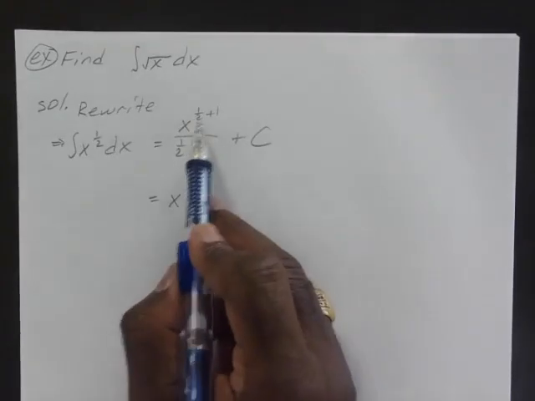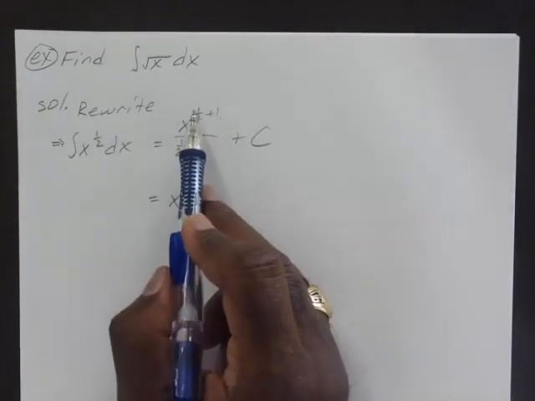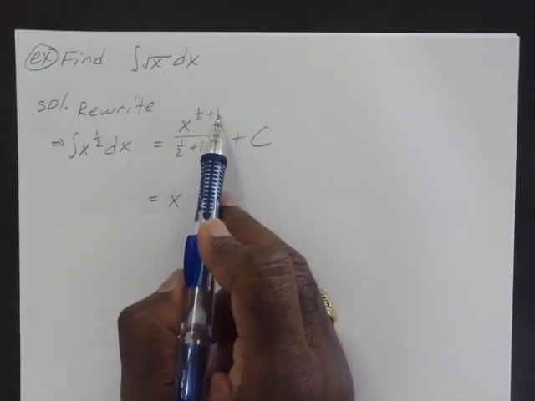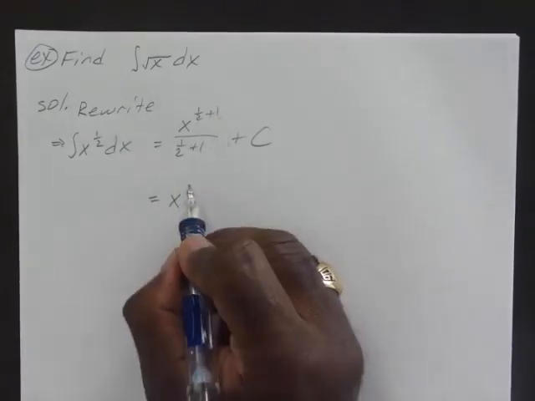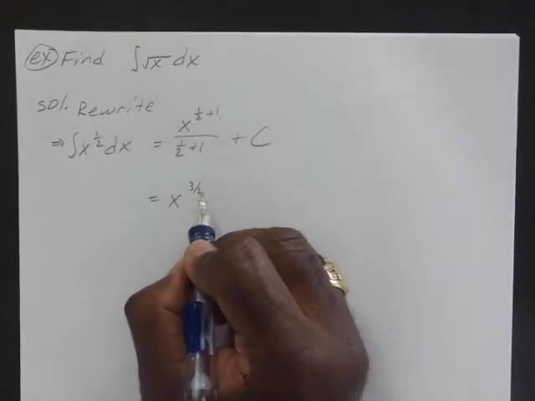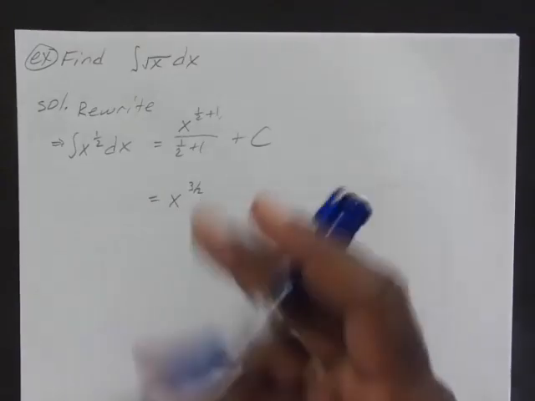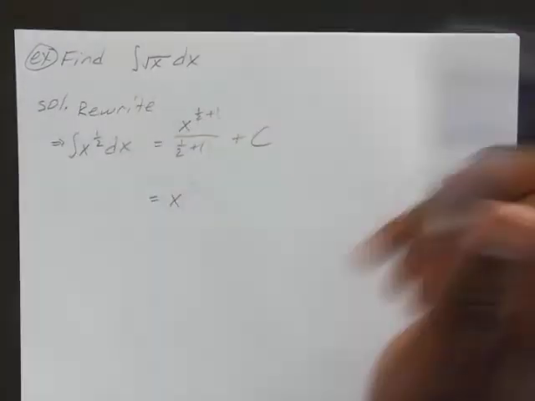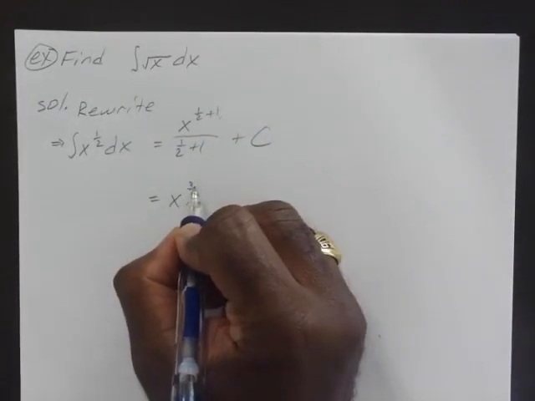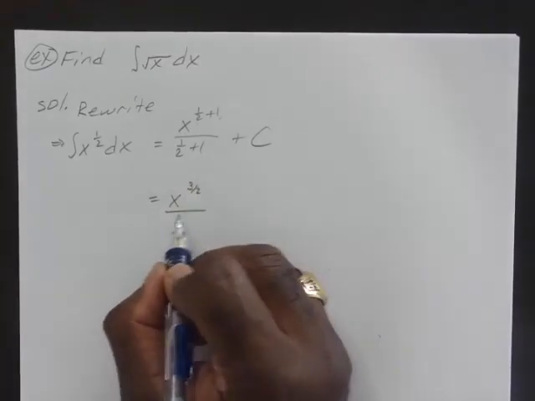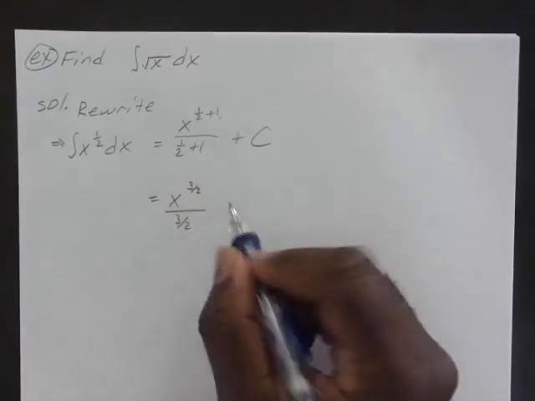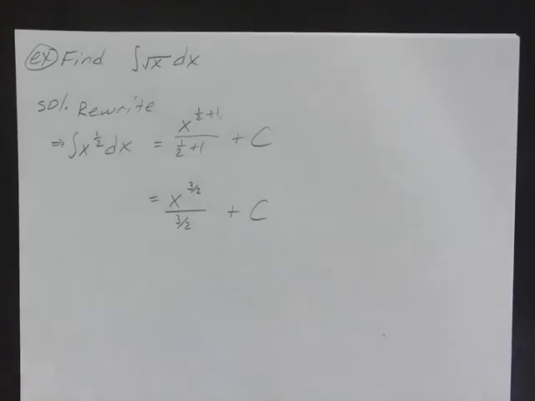Okay, so we know that 1/2 plus 1, we can rewrite as 1/2 plus 2 over 2, which is 3 over 2. So x to the 3/2 power, we'll make that a little bit neater, divided by 3/2, plus c.